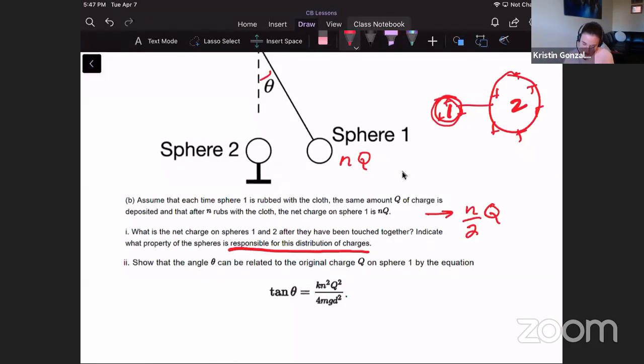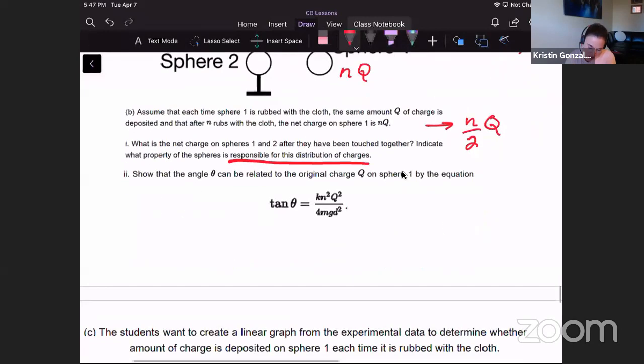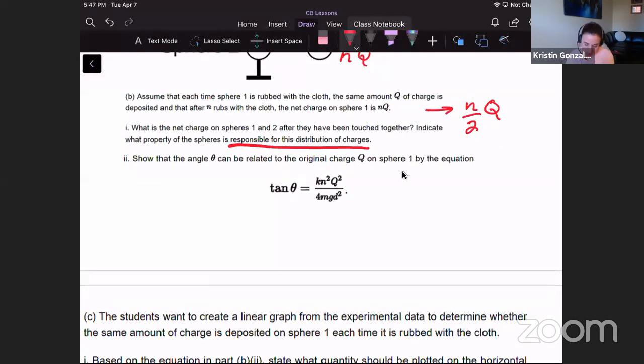Okay, the next part, we want to show that the angle can be related to the original charge Q on sphere 1 by the equation that the tangent of theta equals k n squared Q squared over 4 m d squared times g.